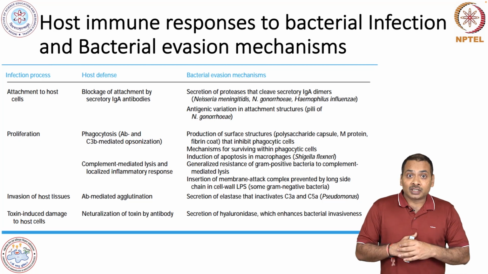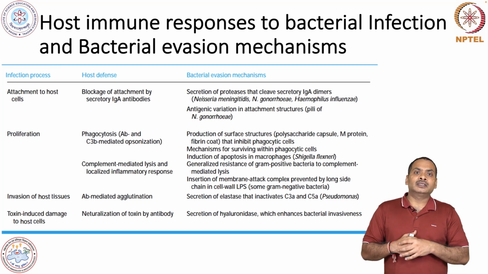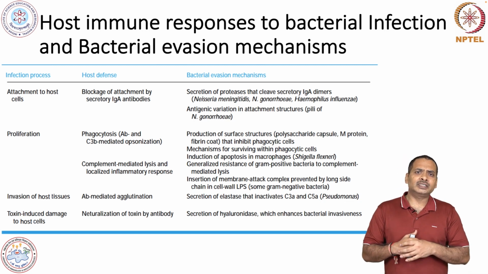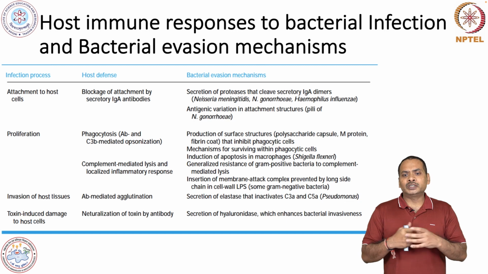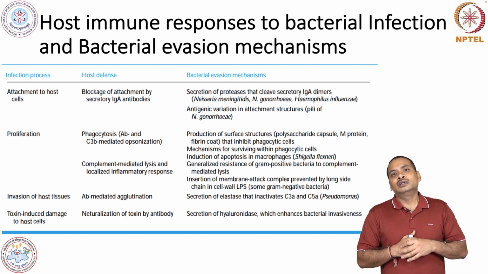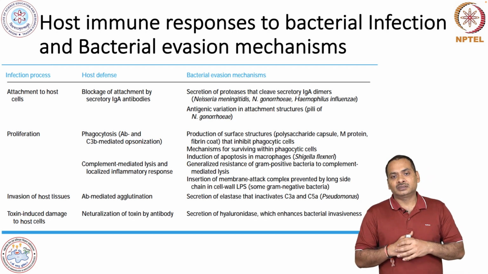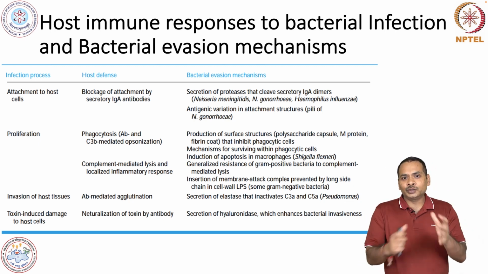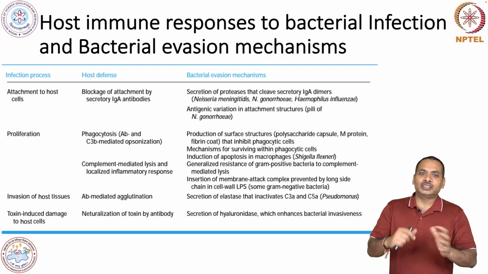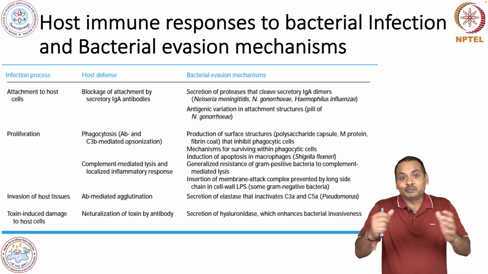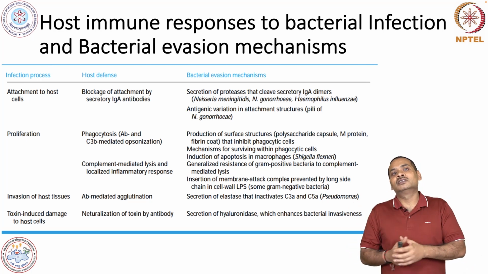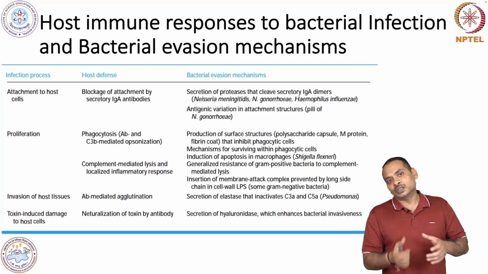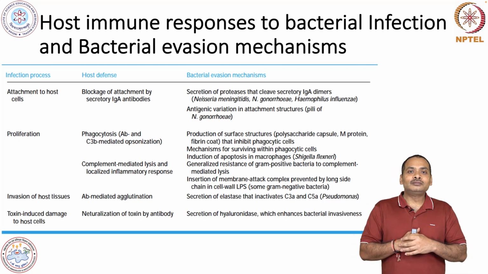So how does the pathogen overcome this? Basically, they secrete some enzymes. Here you can see a hyaluronidase enzyme, which enhances bacterial invasiveness. These are the ways by which you can see the battle between the host as well as the pathogen. The pathogen keeps on evolving and the host keeps on evolving in order to overcome it.